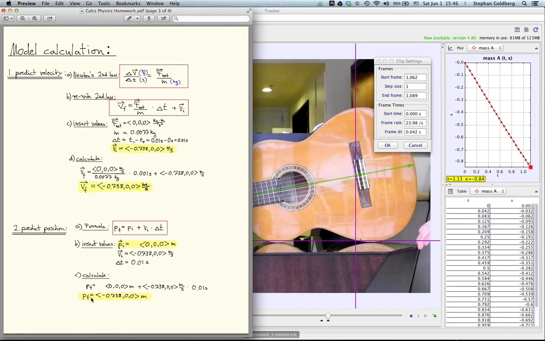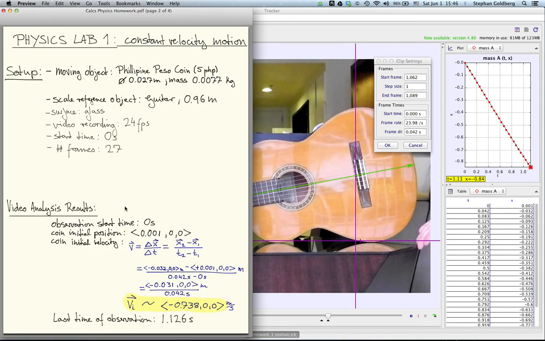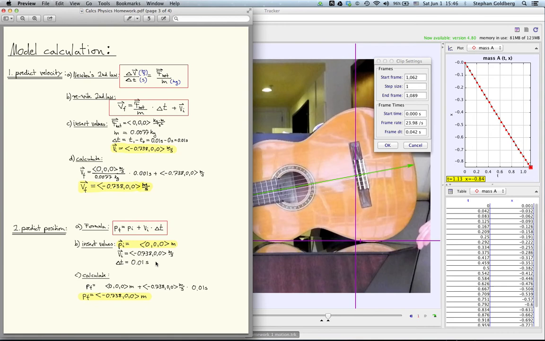If we plug this value back into this formula, we obtain a position of the coin at 0.02 seconds. We continue to do this until we arrive at the end of the experiment of 1.126 seconds. And that should give us the very final position of the coin at the end of the table.